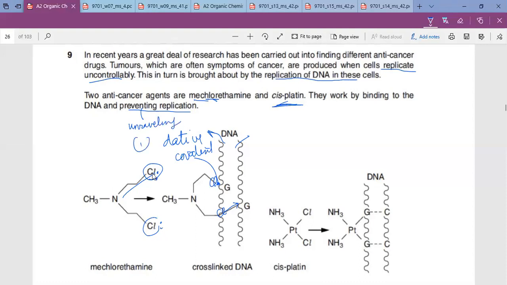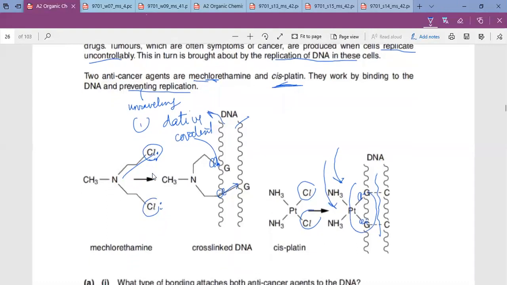The other way is cisplatin here, again with chlorine. The chlorine here will bond to the guanine. See here, bond here. So even though it replicates, it will block this part here from bases coming in to replicate. See, now you'll block it. So this is how these anti-cancer drugs work.